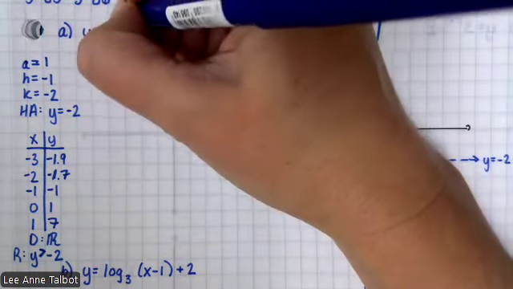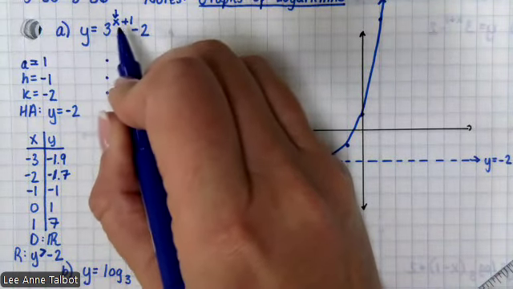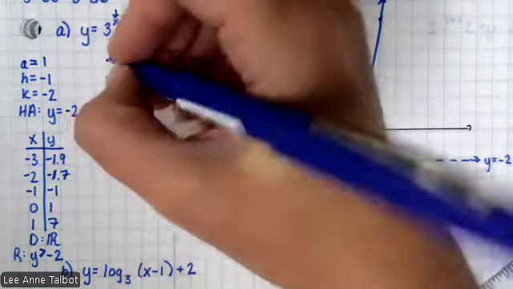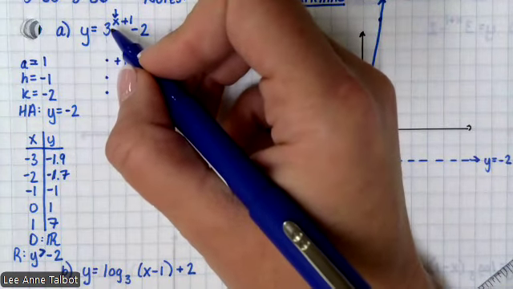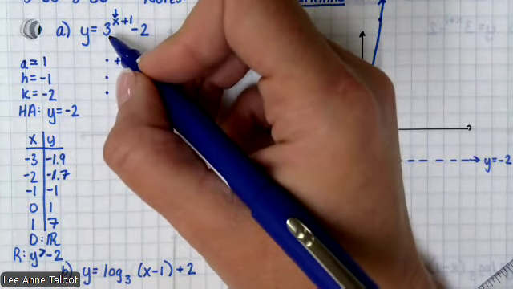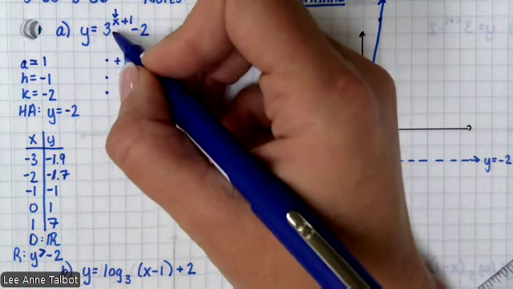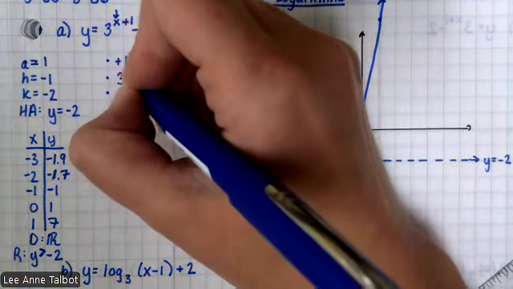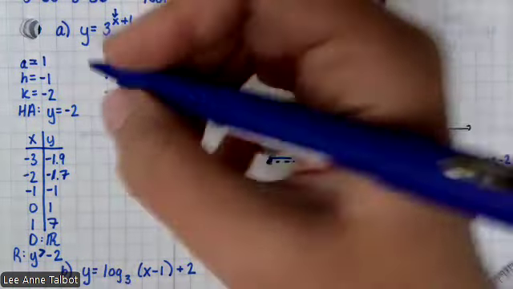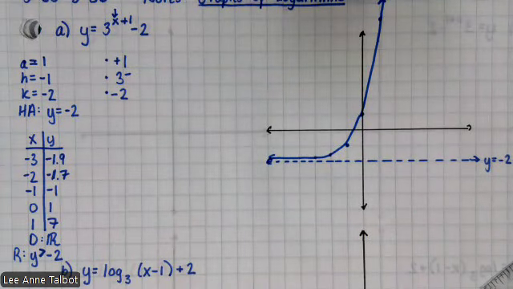Okay, if I plug something in for X, order of operations, what goes first? Add 1. And then what? I'll just say it, 3 to the power, and then minus 2. Okay, I think I'm completely done with the blue pen on this problem now.